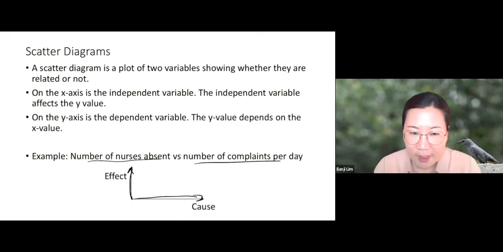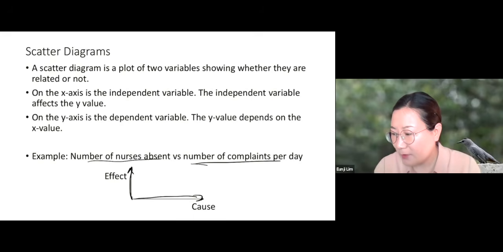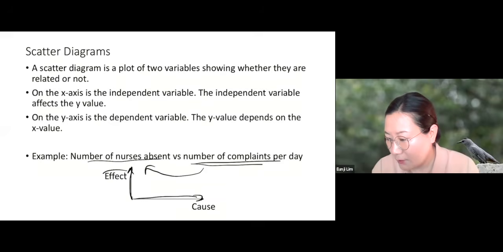So you want to create a scatter diagram. Which one should be on the x-axis and which one should be on the y-axis? Remember, y depends on x. The number of complaints depends on the number of nurses absent. So the y-axis should be the number of complaints, and the x-axis should be the number of nurses absent.